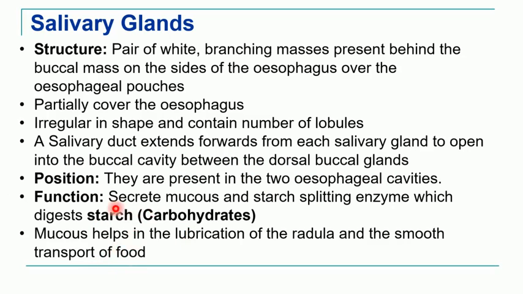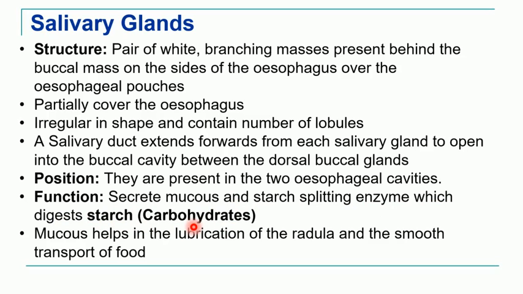Now we have seen the position: they are present near the esophagus, partially covering it. The salivary glands secrete mucus and a starch splitting enzyme, which is responsible for the digestion of starch. We know that starch is nothing but a carbohydrate, that is, a polysaccharide.